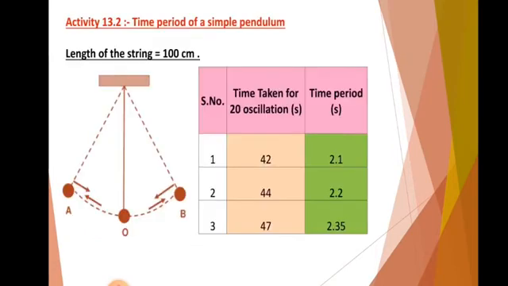Now let us calculate time period using an example. So if the time taken for 20 oscillations is given here, which is 42, then we divide 42 by 20. So the answer will be 2.1. So that is the time period. Similarly for 44, again because it is 20 oscillations, we'll divide it by 20. So it will be 2.2. So essentially it is moving from one position to another to complete this oscillation. For 47, the time period is going to be 2.35.